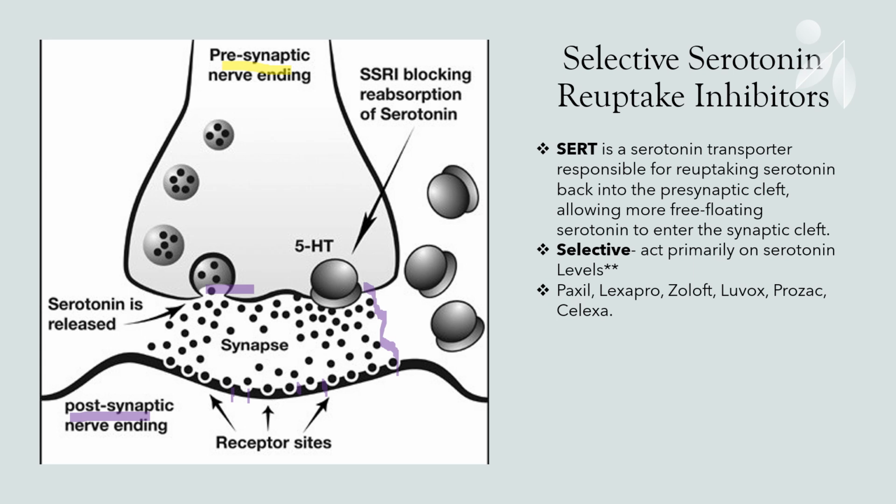So what selective serotonin reuptake inhibitors do is they basically inhibit SERT. SERT is right here, and it is responsible for bringing the serotonin back into the presynaptic neuron. So SSRIs block this, so basically there's more free-floating serotonin. And SSRIs are selective, so they do act primarily on serotonin levels. And then we're going to get into the medication shortly.